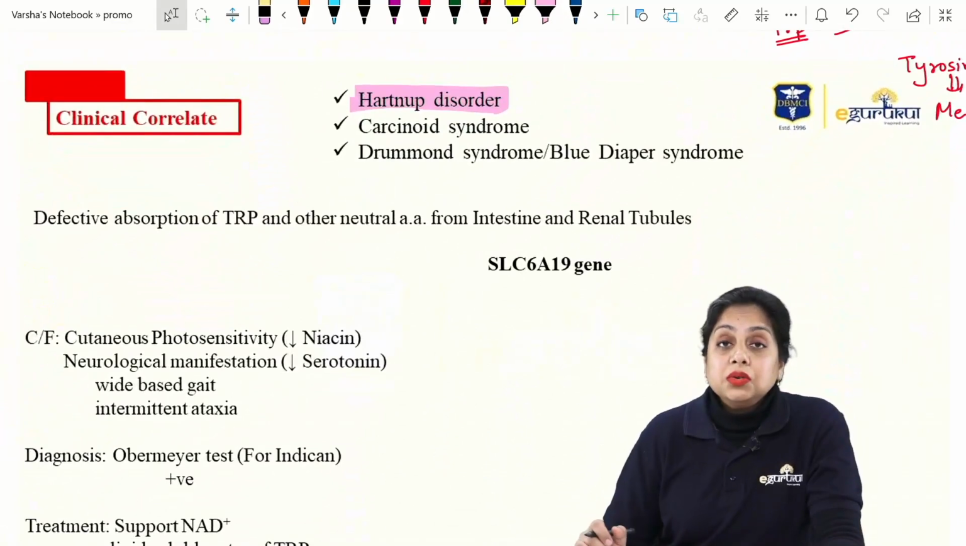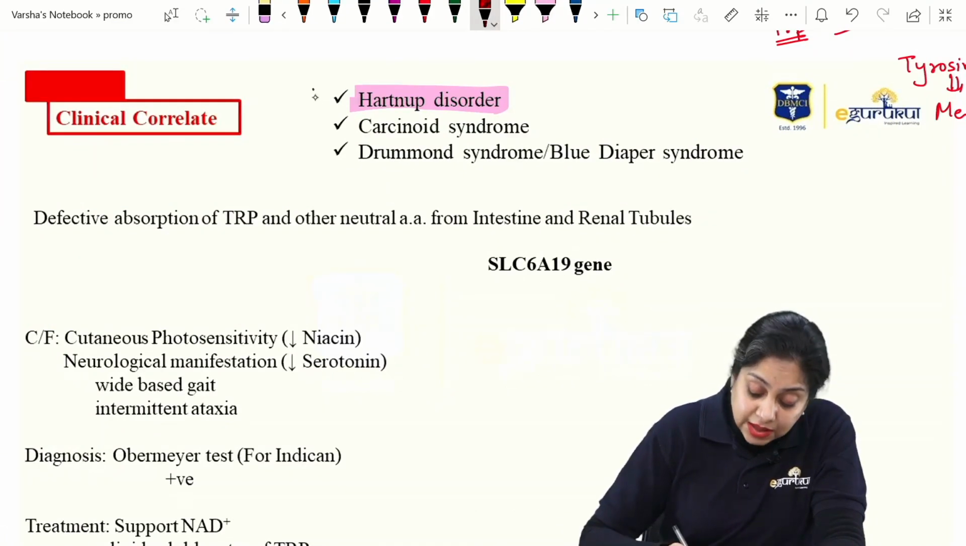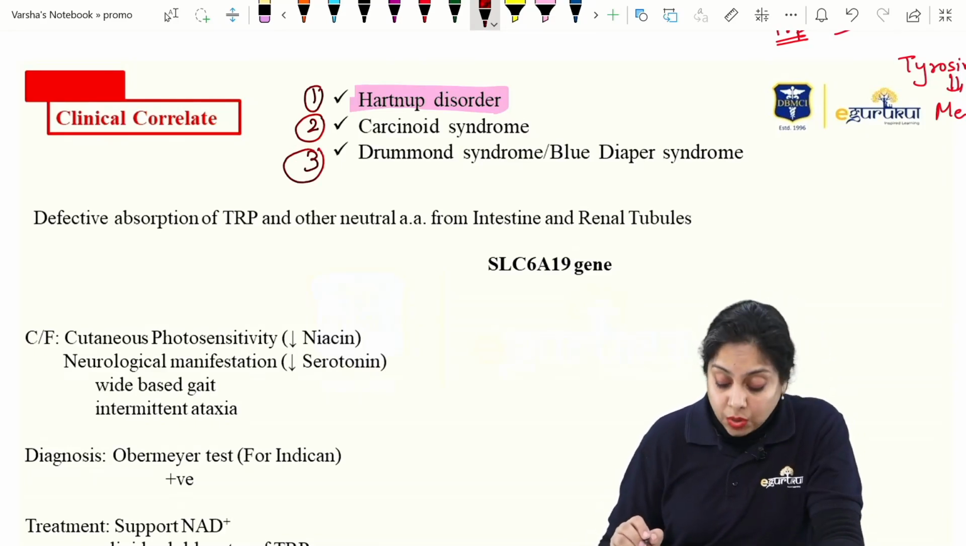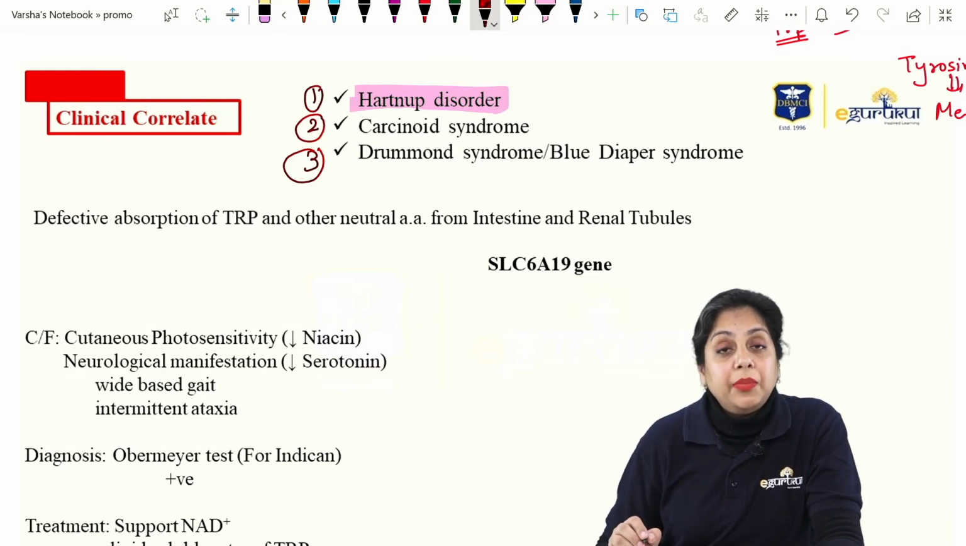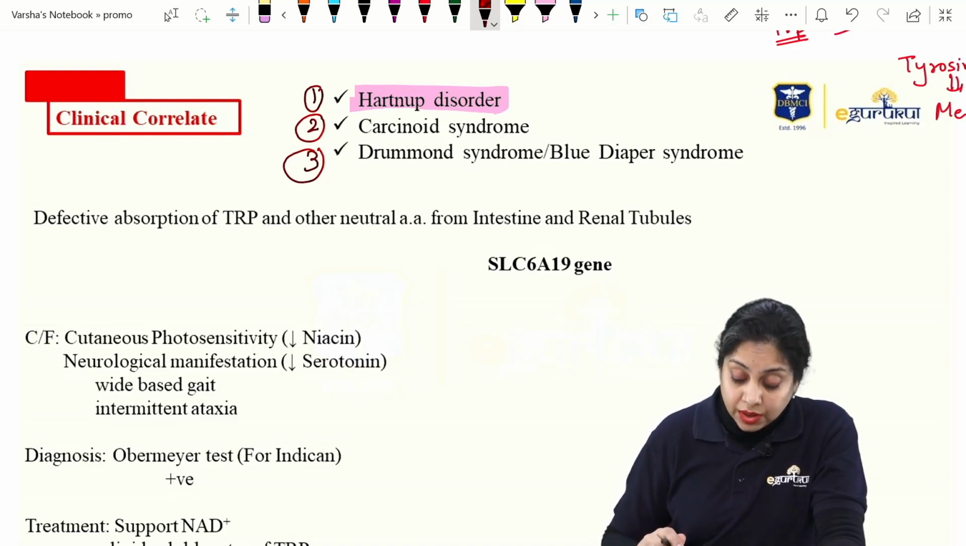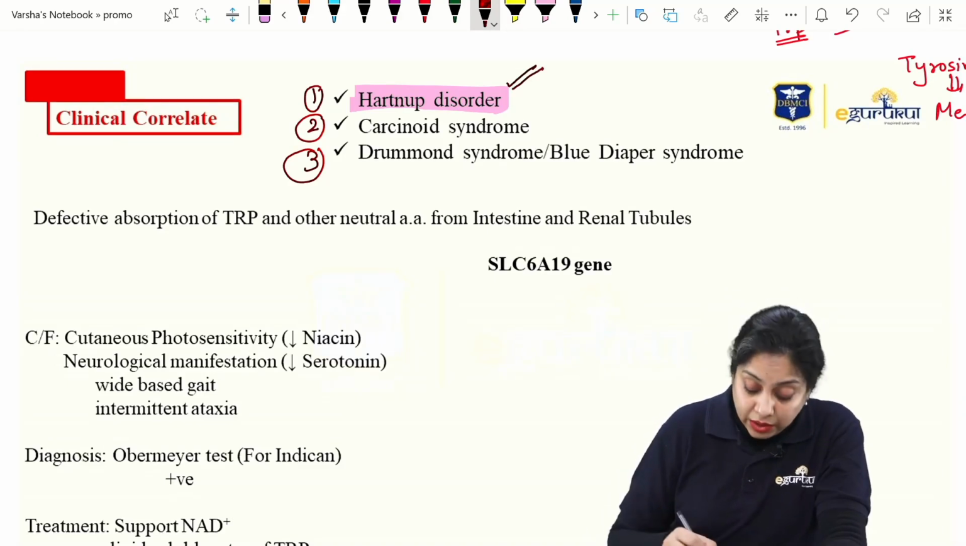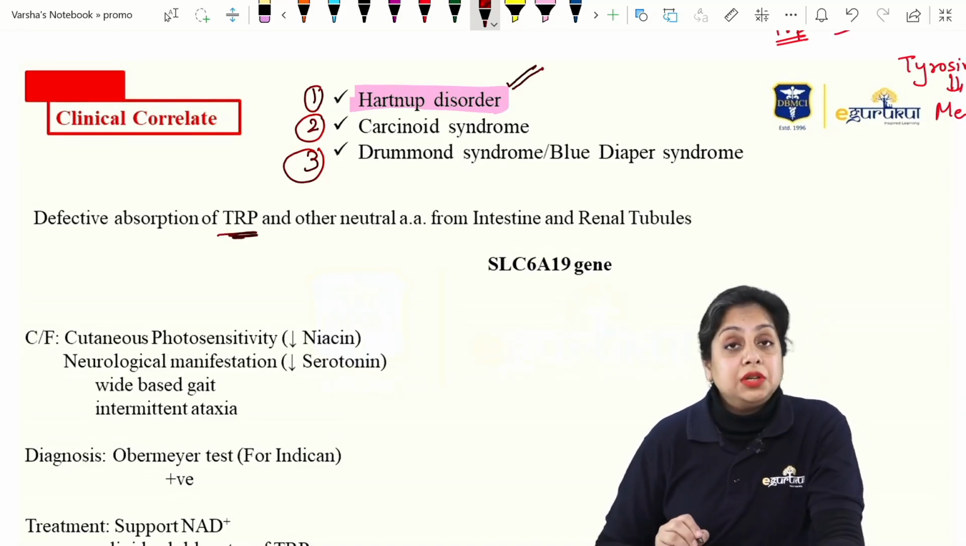Now let's focus on the clinical correlate, why we have studied this, where we are going to see all these things happening. So there are three diseases: Hartnup disorder we talk about, carcinoid syndrome, and another is the blue diaper syndrome or Drummond syndrome, by the name of the scientist. So these are the three diseases we can see in relation to tryptophan. Let's first focus on Hartnup disorder. It is the defective absorption of tryptophan.